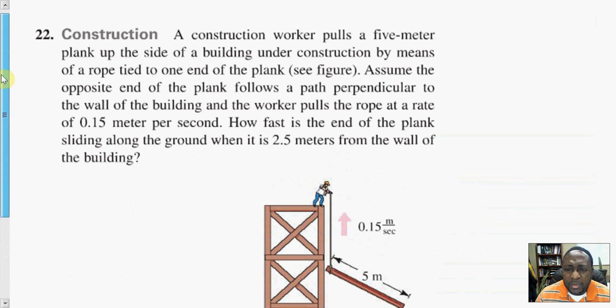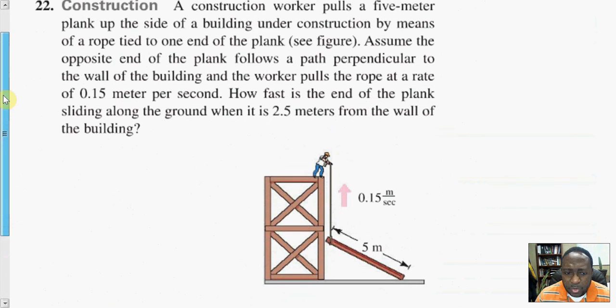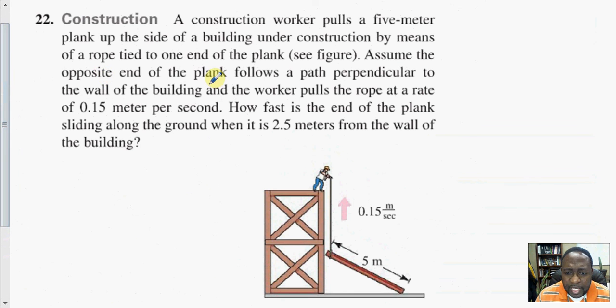All right, let's see. A construction worker pulls a 5-meter plank up the side of a building under construction by means of a rope tied to one end of the plank. See the figure. Assume that the opposite end of the plank follows a path perpendicular to the wall of the building, and the worker pulls the rope at a rate of 0.15 meter per second. How fast is the end of the plank sliding along the ground when it is 2.5 meters from the wall of the building?